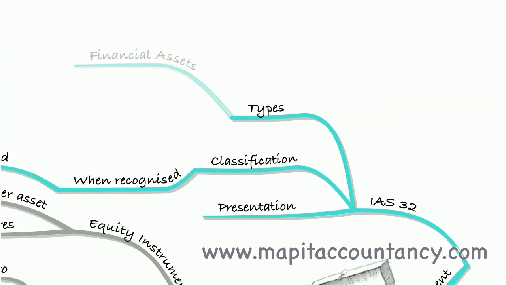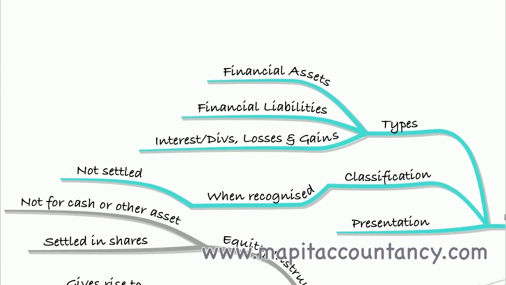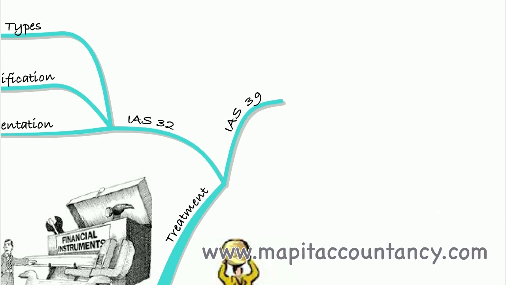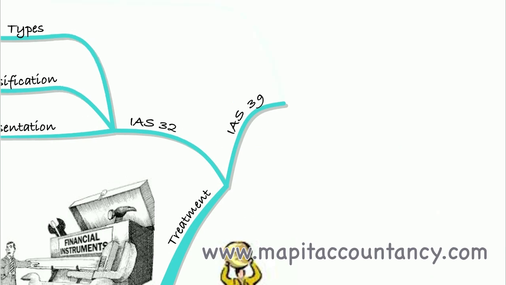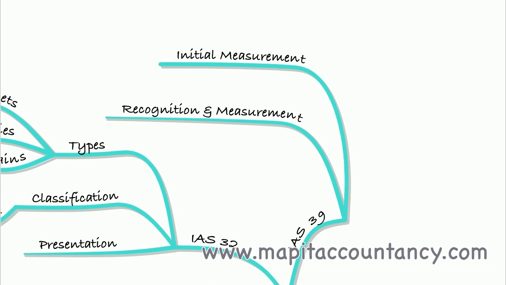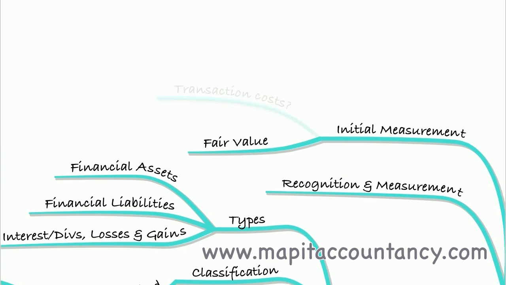So the types we've already mentioned: financial assets, financial liabilities, and also in there will be interest, dividends, losses and gains. So our classification will come under IAS 39. This is the recognition and measurement, and it says that our initial measurement will be at fair value. So initial measurement for financial assets in particular will be at fair value.